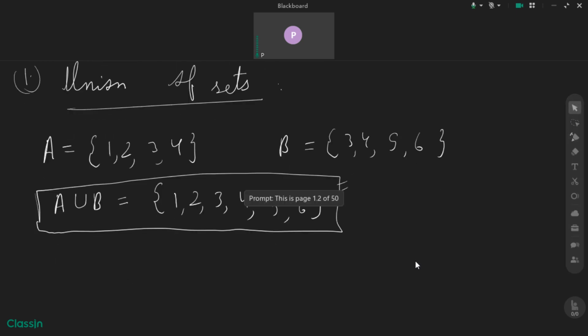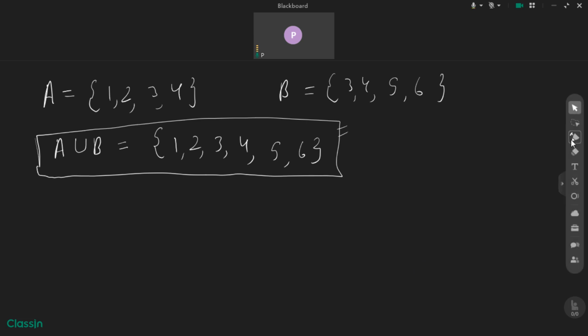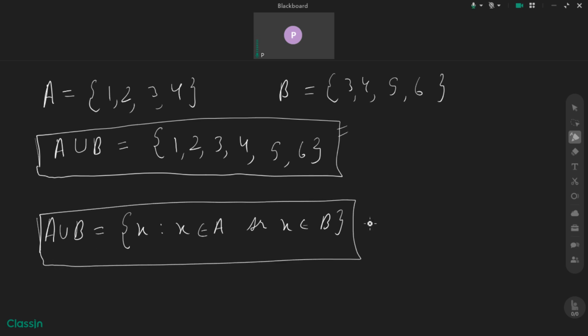Now if we want to write this union in set builder form, we can write it like this: A union B is equal to the set of all x such that x belongs to A or x belongs to B. So this is a representation of union of two sets in set builder form. The union is a new set containing elements x such that x belongs to A or x belongs to B. So we'll take all elements from A and B.